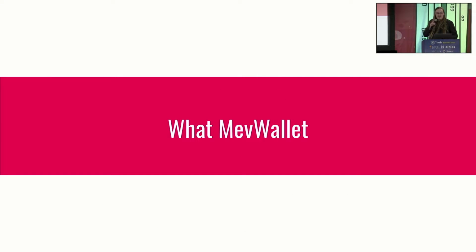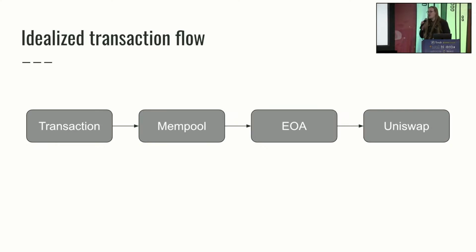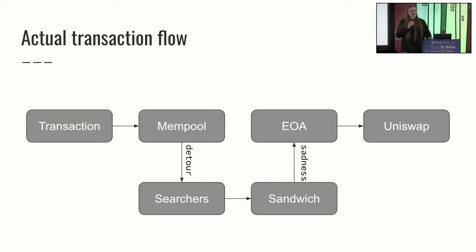So MEV-Wallet, what is MEV-Wallet? In an idealized transaction flow, you sign your transaction, you broadcast it to a mempool, it goes to your externally owned account, and then it goes to Uniswap. But in reality, it takes a little detour through the searchers, and they put it in a sandwich, and then it goes to your account, and then it goes to Uniswap, and you end up a lot more sad than you would have otherwise been.